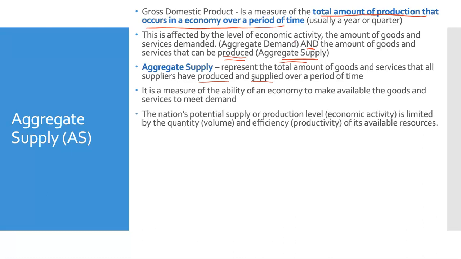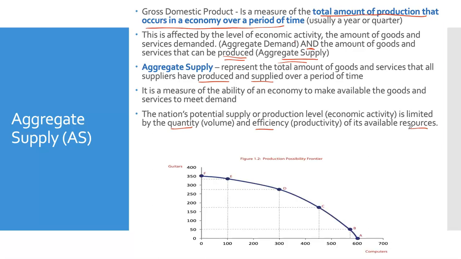And we intuitively, hopefully understand the potential to supply goods and services is limited by the quantity and efficiency of our resources. So we have a limited amount of production that can be created. And this comes down to a concept called the production possibility frontier, which we've introduced to you in Outcome 1. Now this is just about guitars and computers and is demonstrating the opportunity cost between them. But intuitively, I hope we understand that an economy operates similarly.